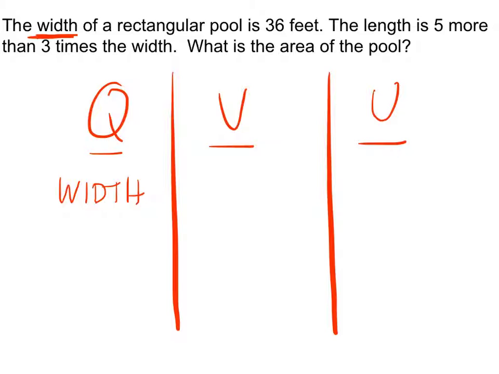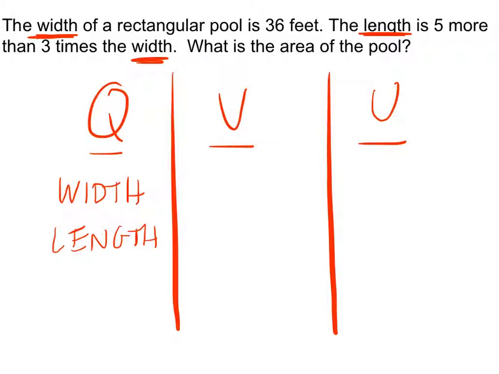Let's look at the next sentence. The length is 5 more than 3 times the width. So here's our width again, so I don't need to rewrite that. But we also know that length can be measured. We can measure the length of a pool just like we can the width. So the length is also a quantity. Looking at the sentence, nothing else, so let's go to the third.